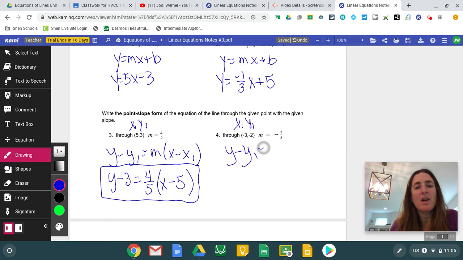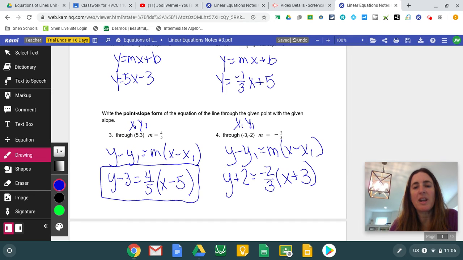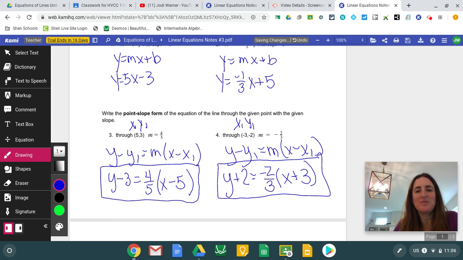Y minus y1 equals m times x minus x1. I'm going to fill this in, but watch the double negative. That's going to turn that into y plus 2 equals -2/3 times x plus 3. It changes that double negative. When you minus a negative, it turns it into a positive, and that's my equation.